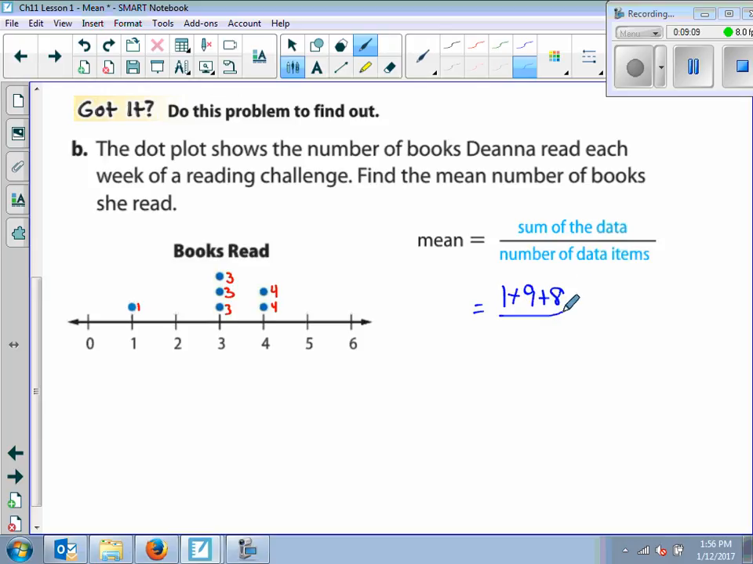Very good. Now, we're going to divide by the number of weeks that she read during this challenge. So that's 1, 2, 3, 4, 5, 6. So we're going to divide by 6. So now we can simplify. So 9 plus 1 is 10, plus 8 is 18. And then we're going to divide by 6, which equals 3. So the average, 3 what, by the way? 3 books. Very good. So the average number of books that she read each week during the challenge was 3 books.